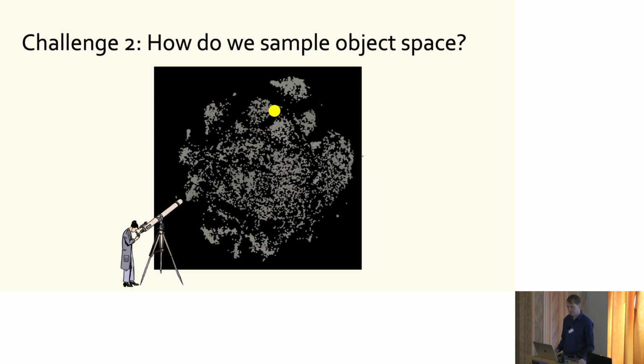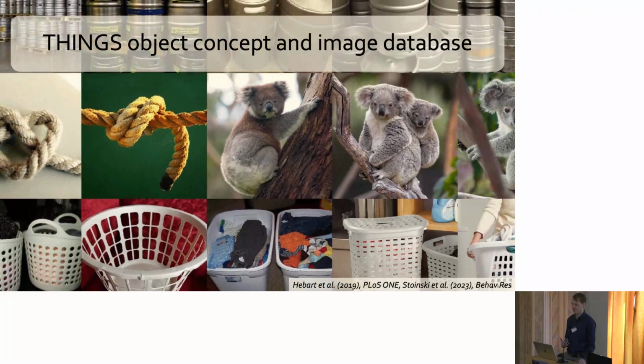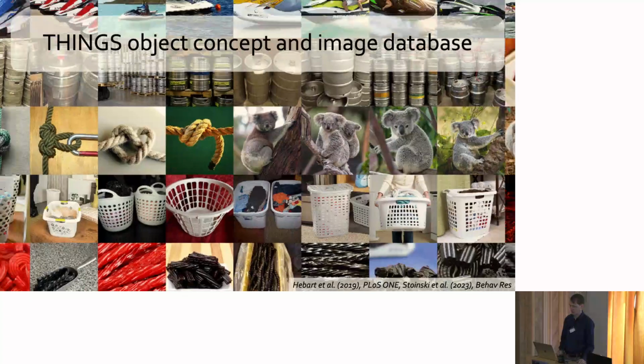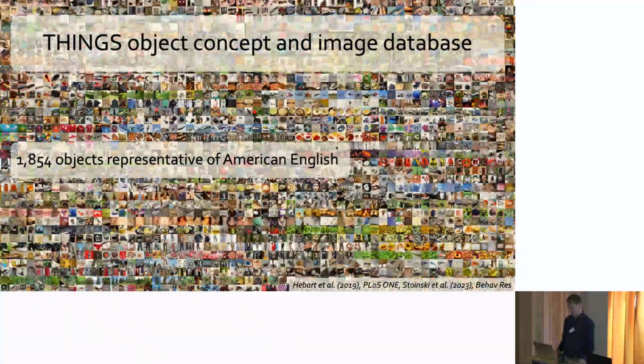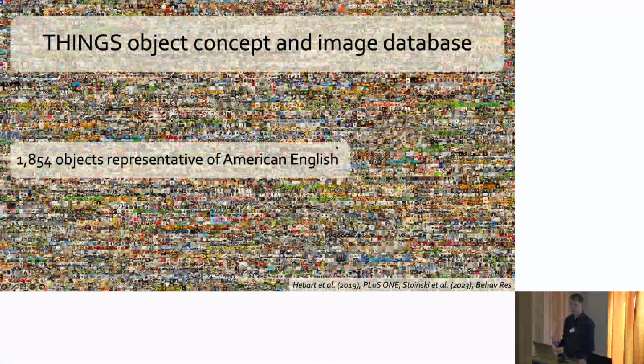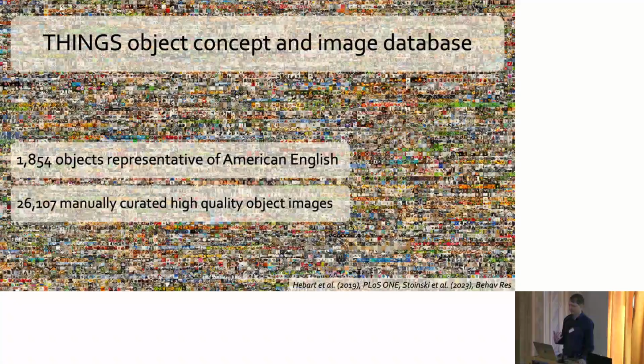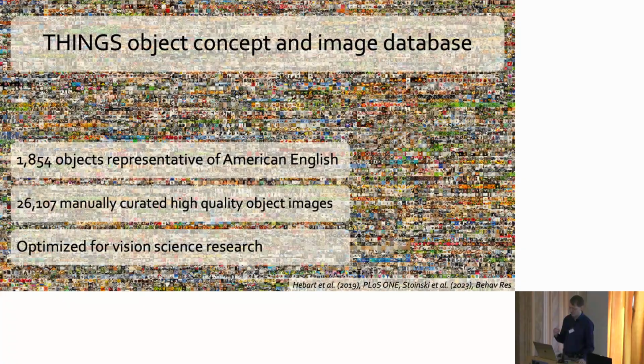So with that challenge in mind, this motivated us to develop the THINGS object concept and image database. This is a data set of 1,854 objects that are representative of use in the American English language. This has led us to 26,000 images that we manually created. We manually went on the internet and searched for different images that are high quality, and we really tried to optimize these for vision science, so that we have really high quality examples.